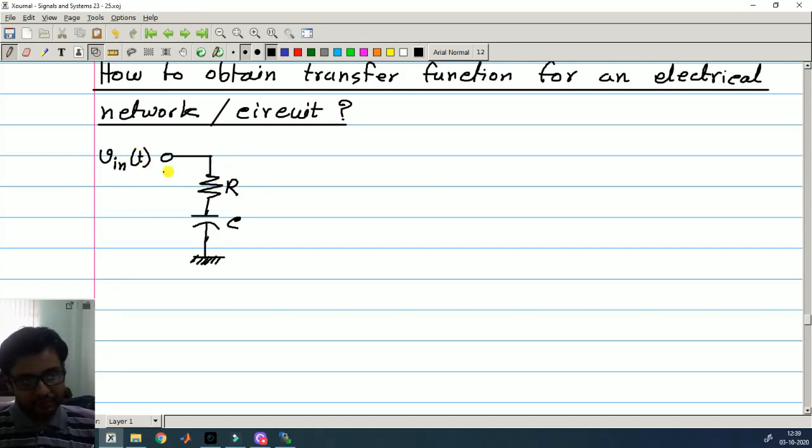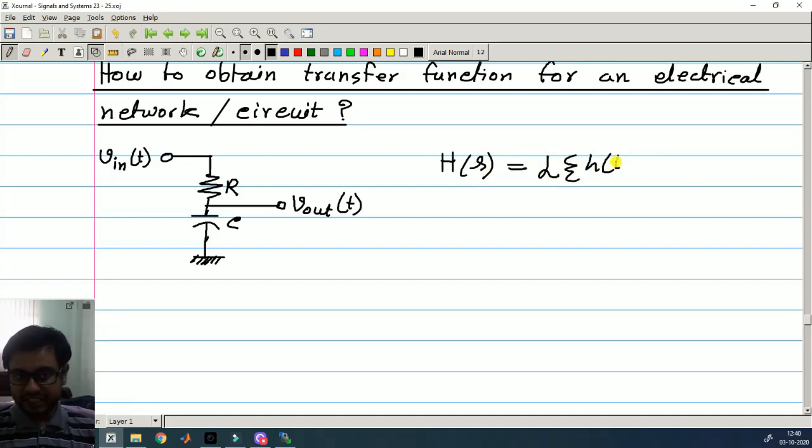So this is my system and this is the input to my system, and from this point I will measure the voltage at this point. Call it V out t, function of time. So this is input, this is output, and this is the system, and we have to find the transfer function Hs. What is Hs? Hs is the Laplace transform of Ht, the impulse response. What is Ht? That is the output of the system when the input is delta t.